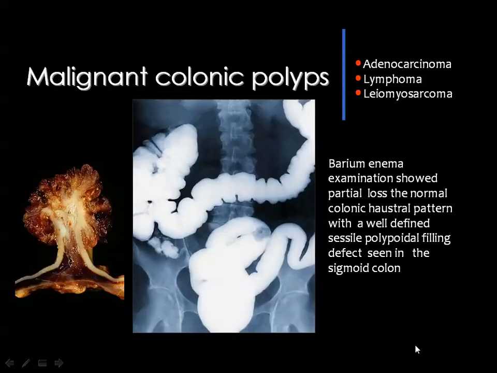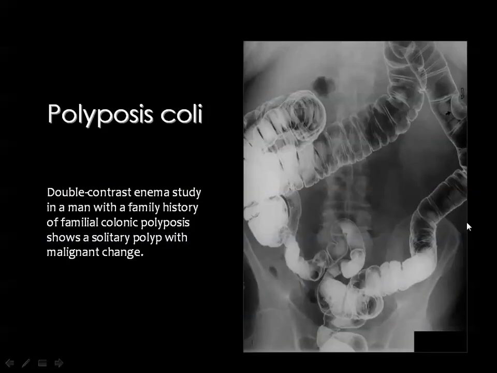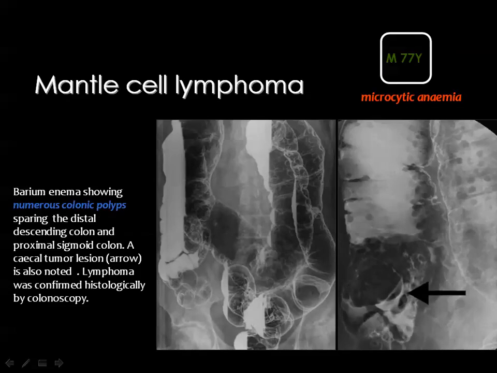malignant polyps or polypoid carcinoma of the colon, and this is usually a sessile lesion. You cannot see a pedicle. It appears as a filling defect in the barium enema, and it may be associated with significant thickening of the adjacent colonic wall. And you see this is a lesion which is a sessile filling defect in the proximal part of the descending colon, with thickening of the related colonic wall. And lymphoma may also be associated with polyps in the colon.